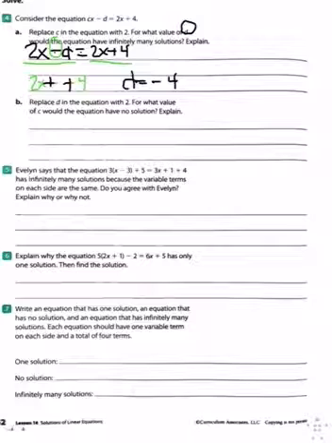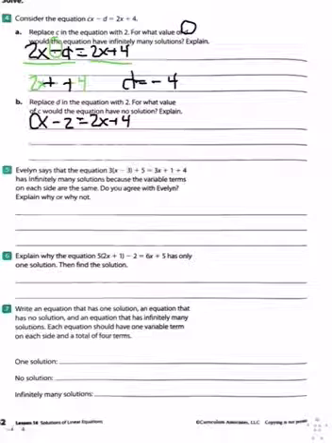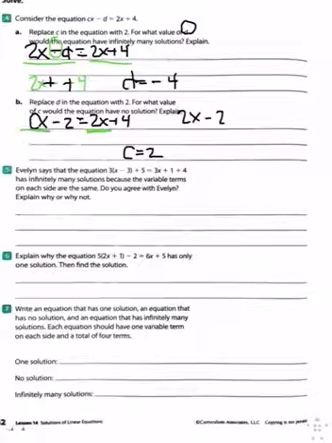Letter B. Replace d in the equation with 2. So I'm going to have cx minus 2 equals 2x plus 4. It says, for what value of c would the equation have no solution? Explain. So to have no solution, the coefficients have to be the same. So if our coefficient is 2 on this side, it needs to be a 2 on this side. That means c would have to equal 2. So the equation would be 2x minus 2 equals 2x plus 4.